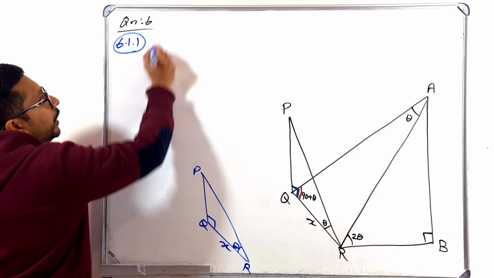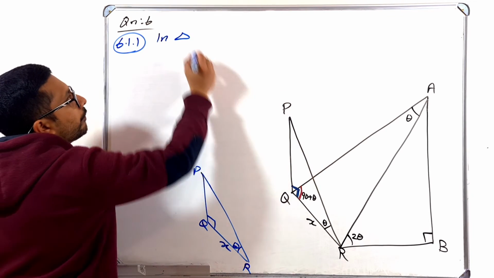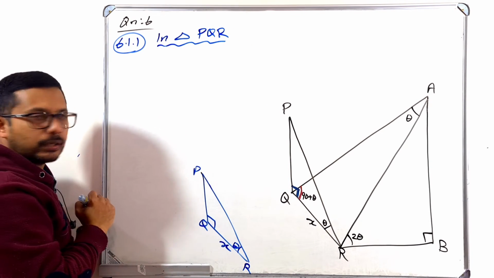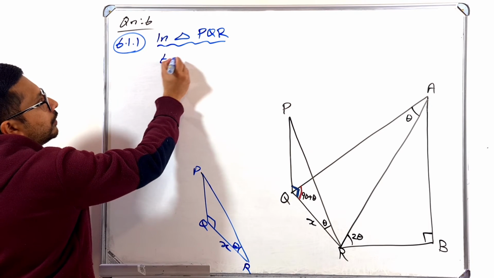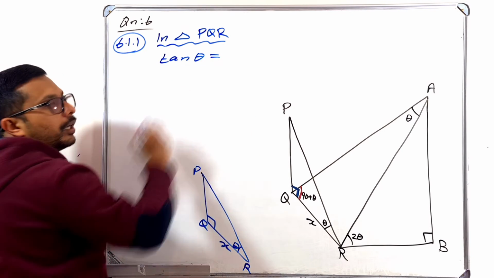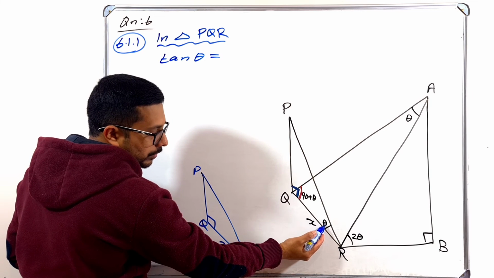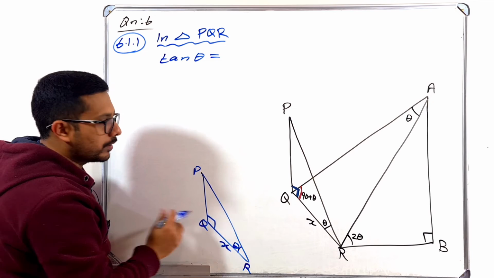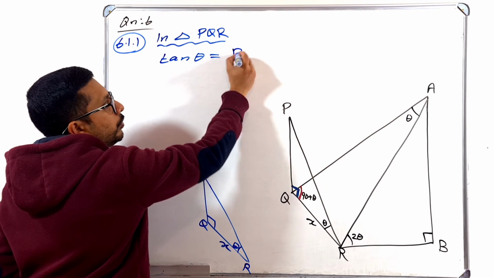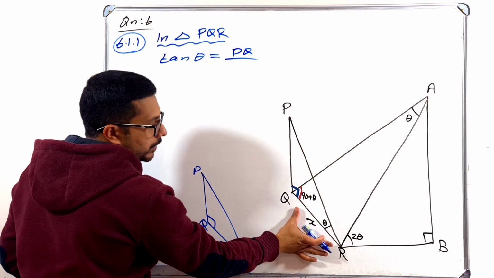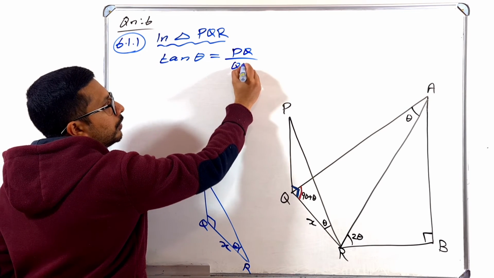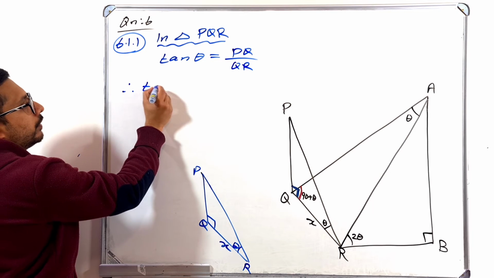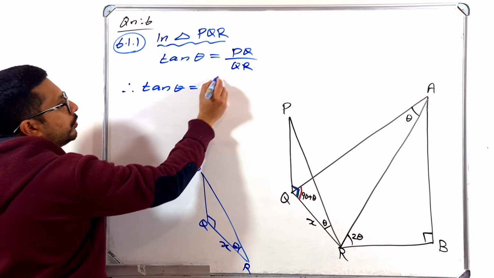So look at triangle PQR. In triangle PQR, I'm going to take the trigonometry tan theta. Tan theta is opposite side by adjacent side. Opposite side is PQ divided by adjacent side QR. Am I right? Okay. So tan theta is equal to PQ divided by QR.